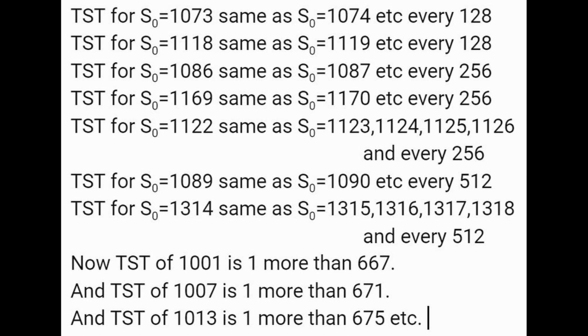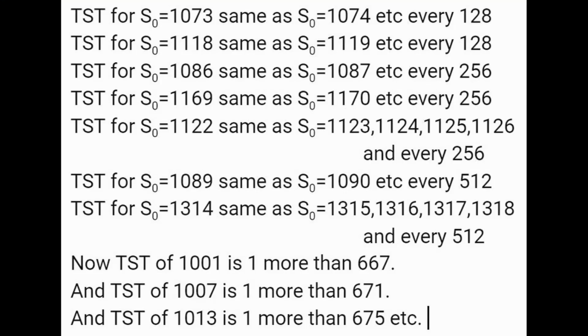You get to the stage where S0 equals 1,122, and so do 1,123, 1,124, 1,125, and 1,126, that has the same TST value, and they go up in 256 values. There's lots going on there.